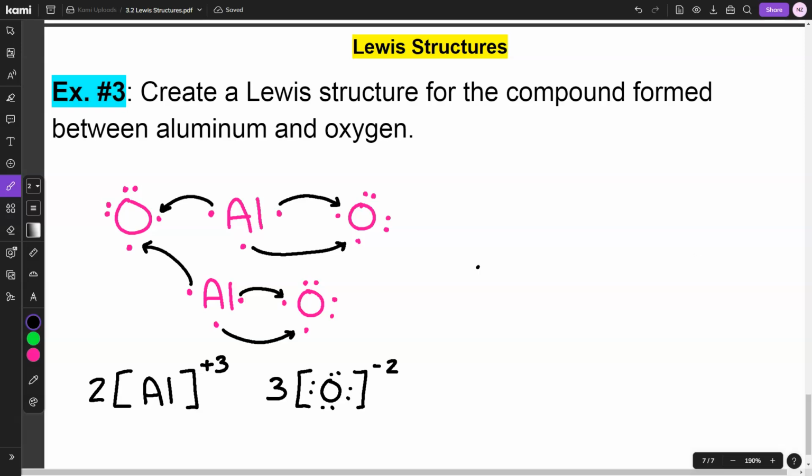So our formula would be Al2O3. And that's it. So that's how to do Lewis structures for ionic compounds, showing the transfer of electrons from cation to anion.